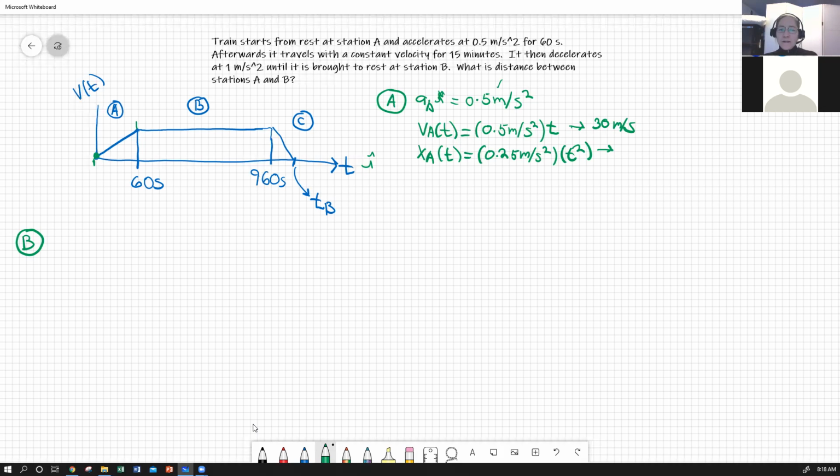We got 1. So 60 squared is what? 3,600 seconds squared divided by 2 or divided by 4. Yep, I'll buy it. So the train covers 900 meters coming up to speed.